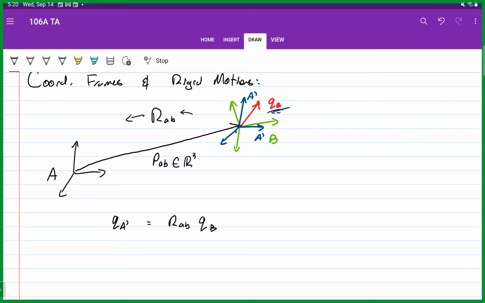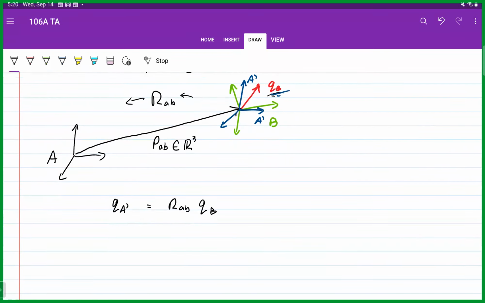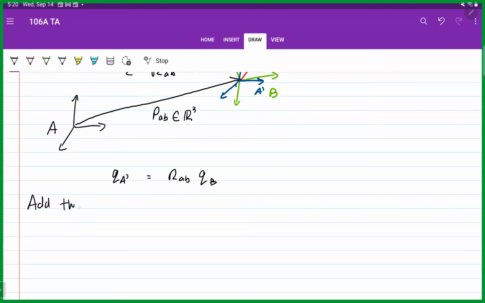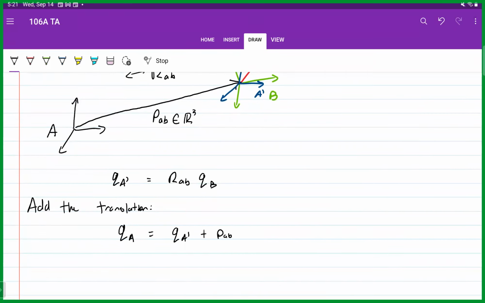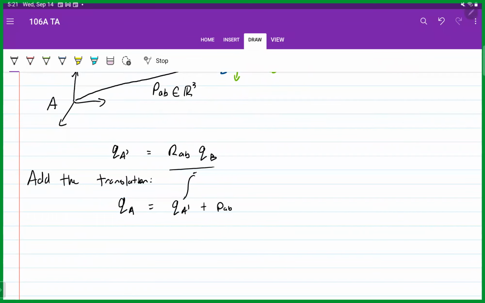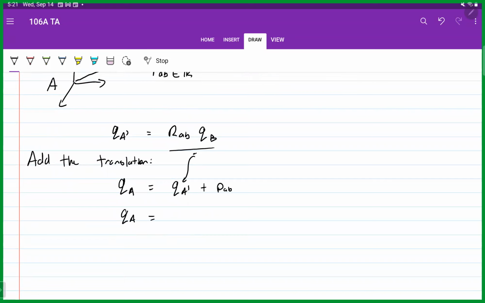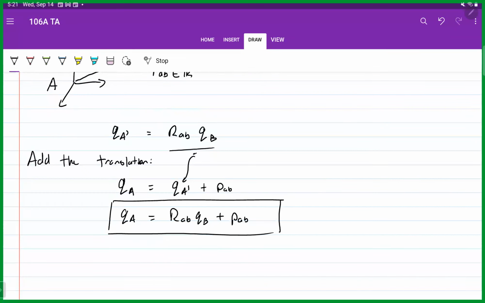Now all that remains is just to go ahead and add on this translation part. Okay. So now we want to add the translation. And since A and A prime are shifted over just by this vector PAB, we know that QA is just equal to QA prime plus PAB. Okay. All that we're doing is just adding on that translation that we need to shift this coordinate frame. So then all up, when I go from B straight to A, let's just plug this in and see what it gives us. So all in all, we're going to get QA equals RAB, rotation matrix from B to A, times QB plus the translation between the two of them. All right, great. So we now have this representation of QB as seen from frame A.